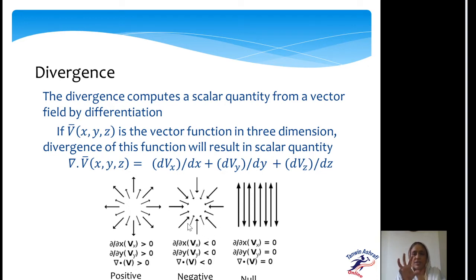If the vector function converges on a single point, then it's called negative divergence. In negative divergence, the change of Vx with respect to x is less than 0, the change of Vy with respect to y is less than 0, which results in the divergence of V less than 0. This is the negative divergence. Null divergence means the number of lines going up and the number of lines going down are equal in quantity. Then the divergence will result in 0. This type of divergence is known as null divergence.